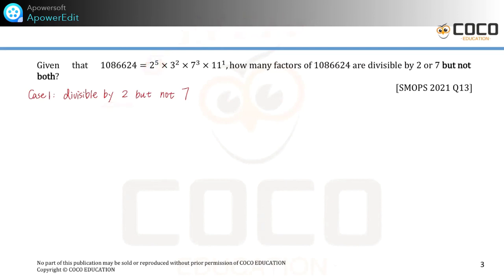Then for the factor of 3, there are 3 ways. Either not choosing a factor of 3, 3 to the power 0 is just 1, or we can choose 1, or we can choose 2. So there are 3 ways in total, that's 2 plus 1.